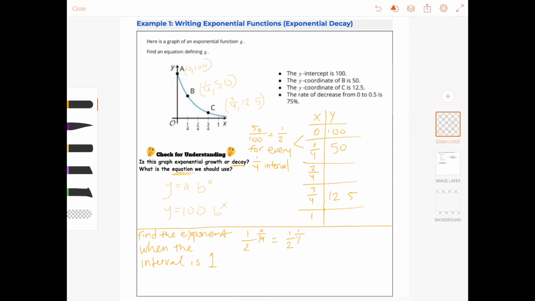And to simplify that out, you just flip the fraction that's in the denominator and then multiply it by the fraction in the numerator. So you have 1 times 4 over 1, which is 4, so we get 1/2 to the 4th power. And if you were to simplify that out, it would just be 1/2 times 1/2 times 1/2 times 1/2, and then we would get 1/16 as our decay factor for an interval of 1. So if I'm going to write that all out, we get the equation y equals 100 times 1/16 to the power of x.